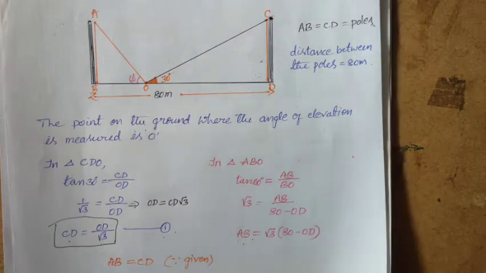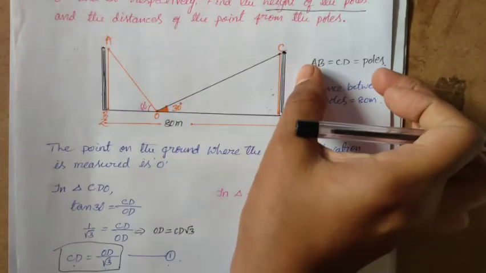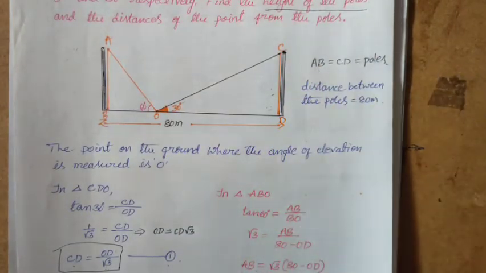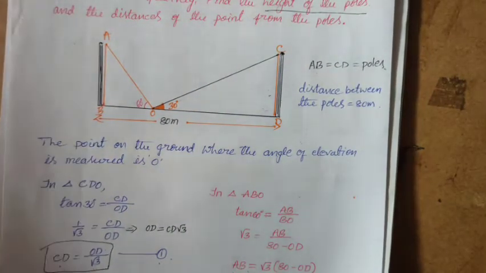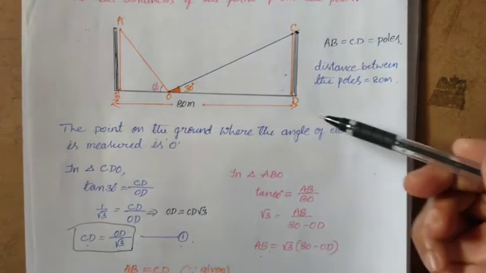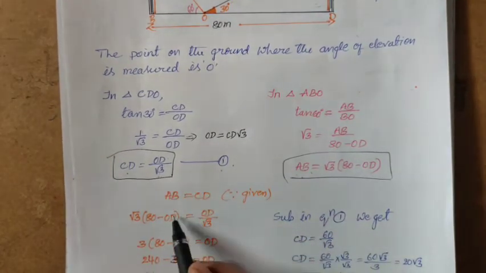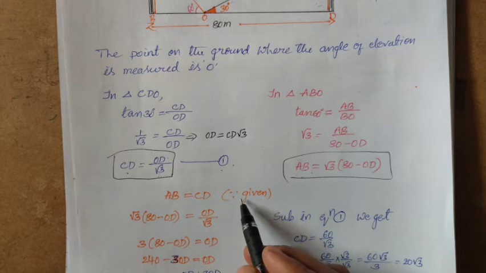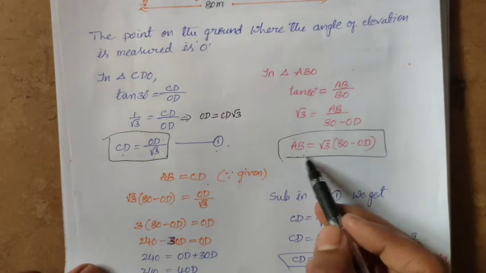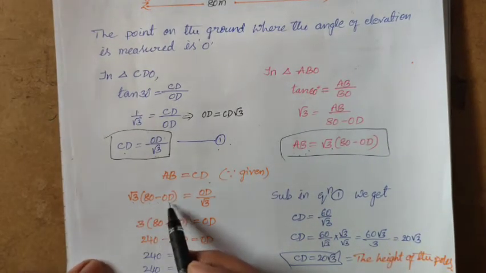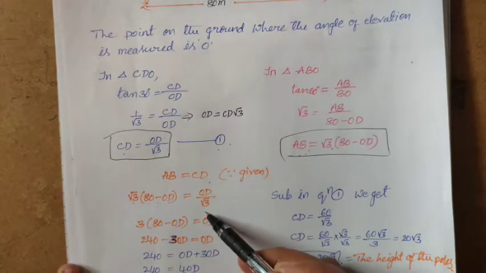Okay. So now I have already written that these two poles are equal in length. AB is equal to CD. So what I am finding here is this AB and this CD. AB is found out and CD is also found out. So AB is equal to CD because the heights of the poles are equal. That's why I write AB is equal to CD. So write what is the value of AB? Yes, root 3 into 80 minus OD. And what is CD? Here already written OD divided by root 3.